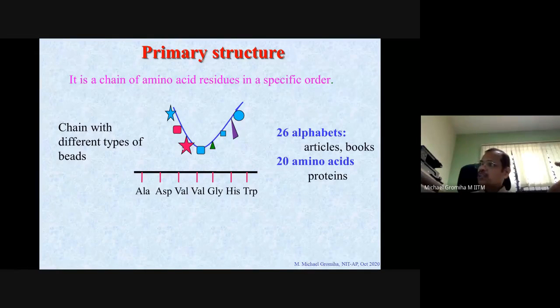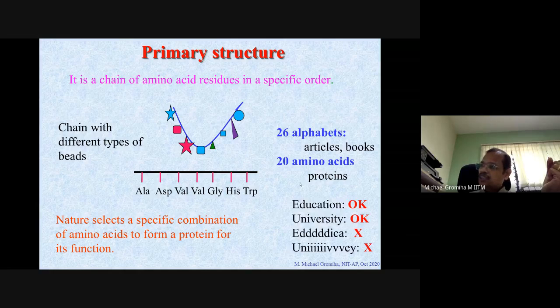Like you have the 26 alphabets in English, so you can form several articles, books, and many things, letters, parts, everything. Likewise, using these 20 amino acids, you can form proteins. But for example, if you write a word like this, you can find it in the dictionary. If you use this one, university, you can also find it in the dictionary. But if you write it like this, your word processor will automatically tell you the error because these words are not available in the dictionary. Likewise, you can make any combination, but these combinations cannot form a functional protein.